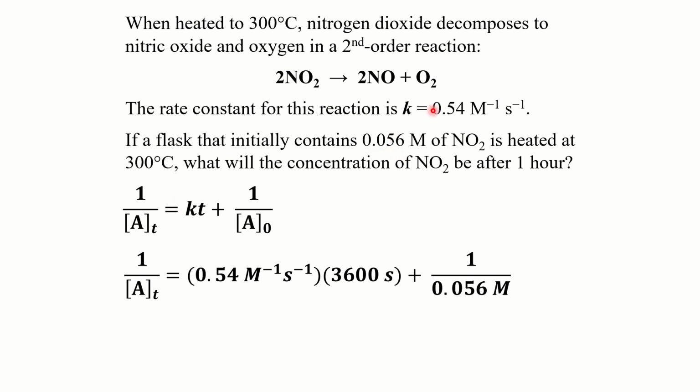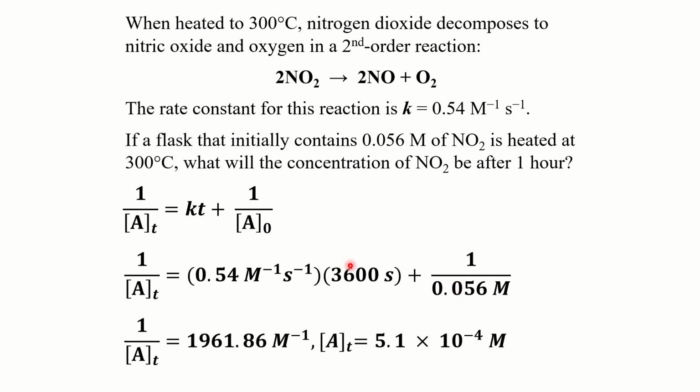K is 0.54 M^-1 s^-1, so that gets plugged in here. T is the time. Now be careful here. Notice in the problem it says after 1 hour, so you may be tempted to just immediately put a 1 in here, but watch your units. The rate constant K has units of inverse seconds, which means whatever I plug in for the time T also needs to be in units of seconds. So 1 hour is 3,600 seconds. So 3,600 seconds goes in for T. And then here, the initial concentration goes in for A0, 0.056 molar.